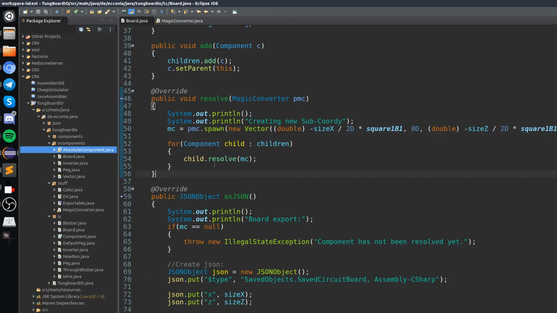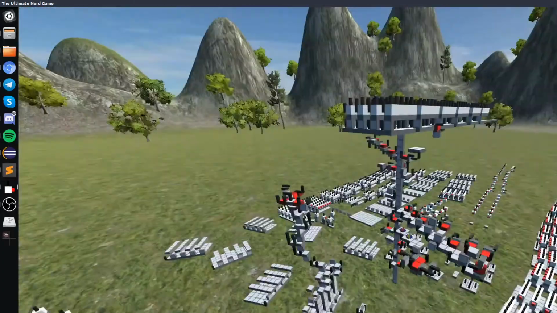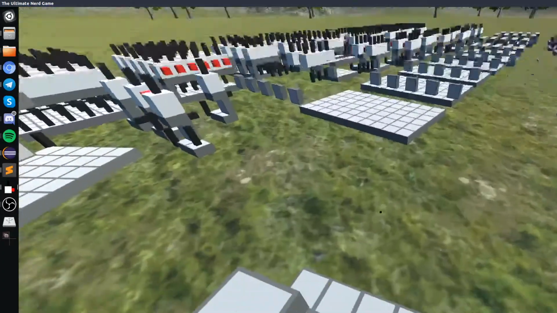Anyway. So what I do here is, okay, cool, magic converter, give me my local position of the board, you know it, you calculated it, give me it as JSON, and give me the rotation I need to know. Cool, I got the board. Done. That's how you do the board magic, that's how you do the coordinate system. Back to TUNG. That's how you can do this stuff.